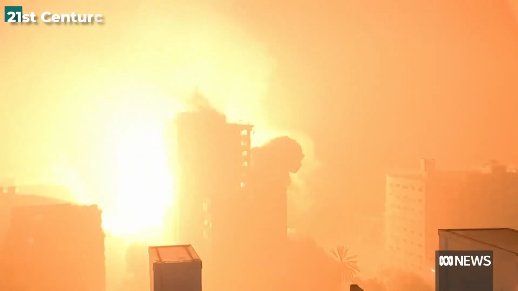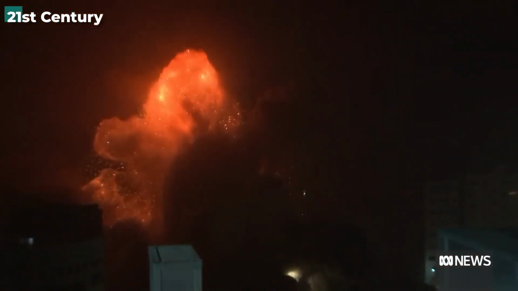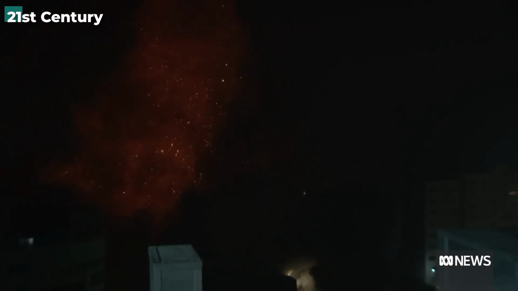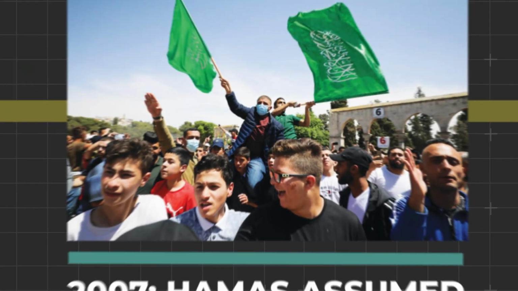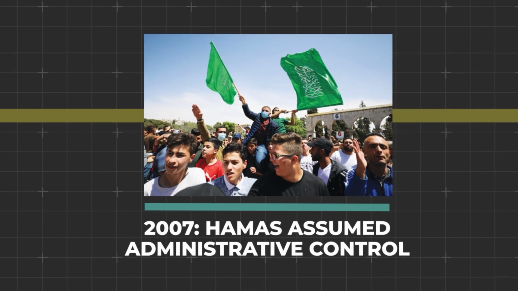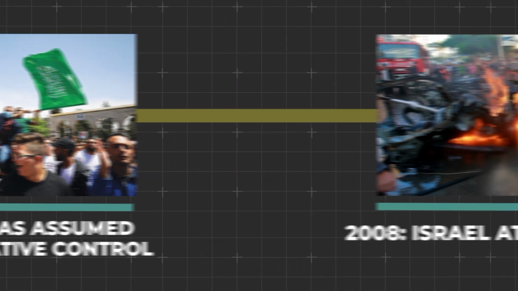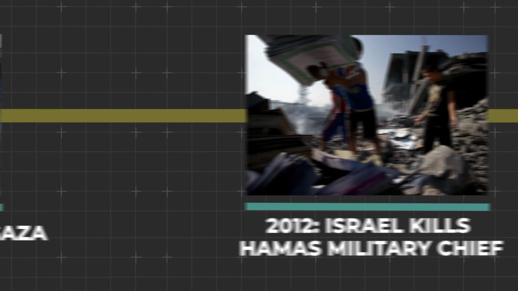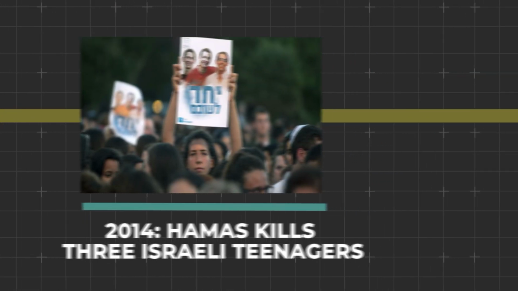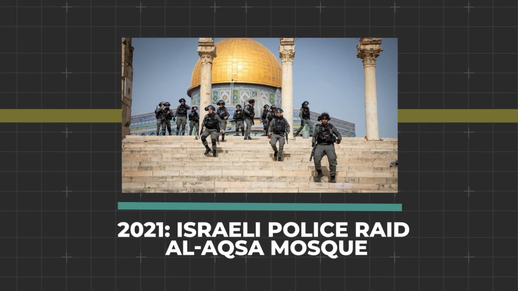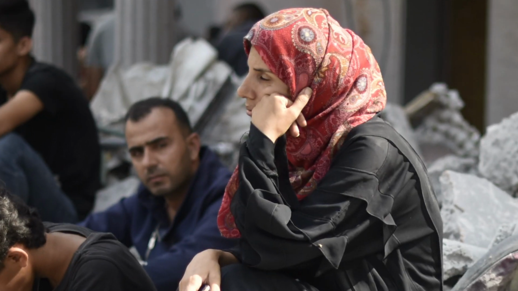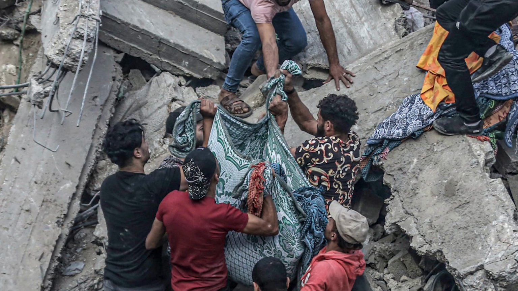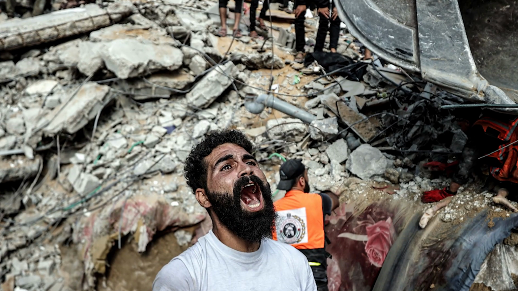The 21st century has seen repeated flare-ups in the conflict, particularly in Gaza, where Hamas, the Islamist militant group, took control in 2007. This led to a series of wars between Israel and Hamas in 2008, 2012, 2014 and 2021, each resulting in widespread destruction and loss of life. Despite international efforts at ceasefires, these conflicts have become a tragic routine in the region.